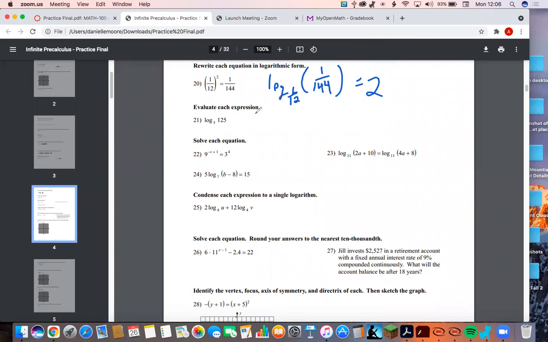Now, evaluate each logarithmic expression we're looking at here. Sorry, I should probably go ahead and... Here, let me pause the recording so I can mute the phone here. Keeps on going off.